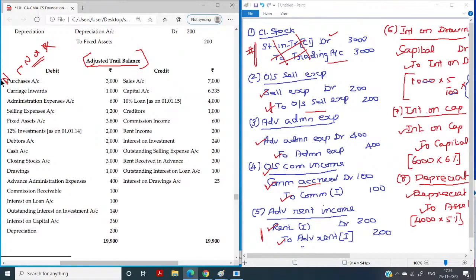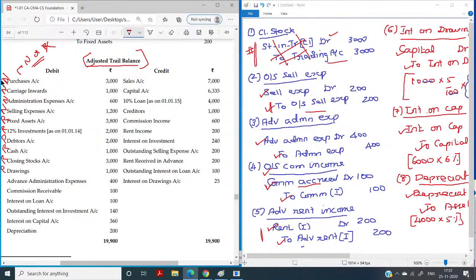And carriage inward, nominal account. Admin expenses, nominal account. Selling expenses, nominal account. Fixed assets, real account. 12% investment, we can call that a real account. Debtors, personal account. Cash, real account. Closing stock, what account is this? It is always a real account. As said, when it is an opening stock, hereafter the opening stock will not exist, so that will be a nominal account. Here the closing stock is always a real account.